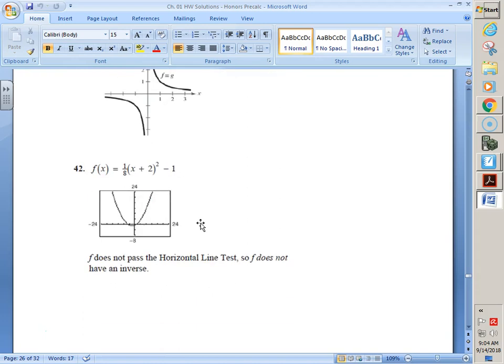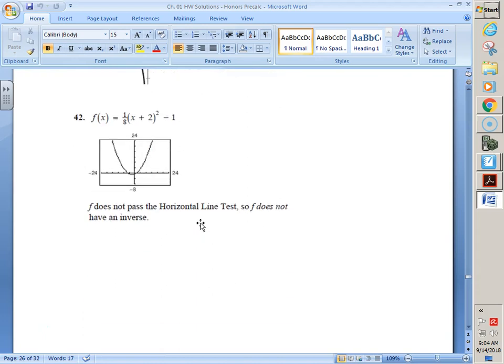Number 42. Was it invertible? The answer was no. Why? Because it fails the horizontal line test. So it does not have an inverse, and technically it should have kept going: inverse function. It doesn't have an inverse function. Doesn't mean it can't be undone, but it would need more than one function.